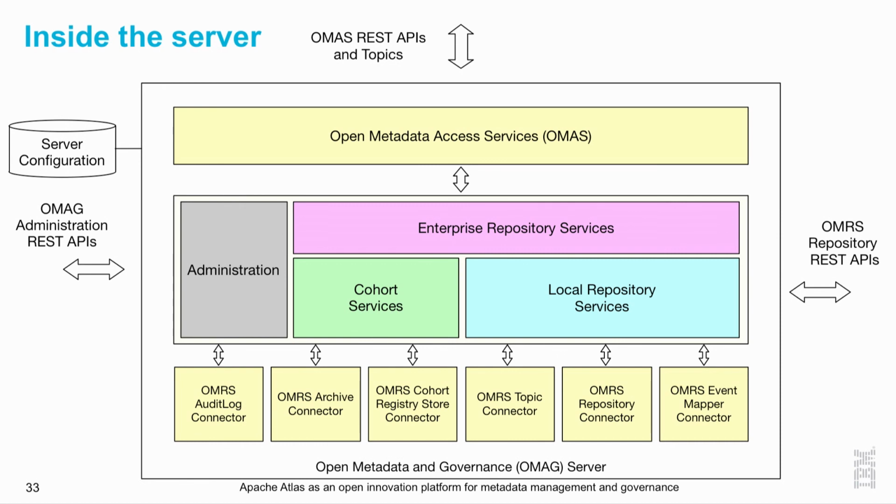The cohort services manage the asynchronous exchange of metadata and the registration of the server into the Open Metadata highway. And the local repository services provide calls to the connector and the event mapper to connect to what is the local repository. Because this is a peer-to-peer environment, every single communicating repository effectively has this running either as a proxy next to it or within its own function.